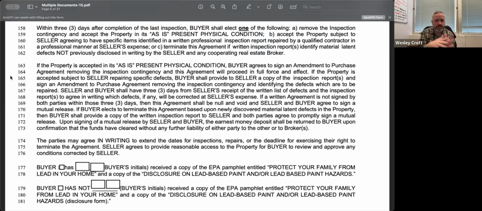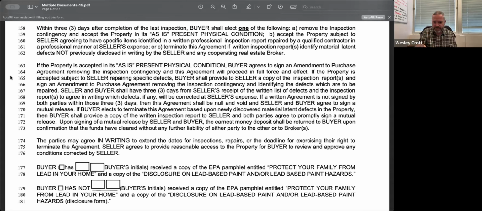We don't want to deal with those issues. We want to be done with the transaction. That's completely normal. So, one of those three options. The rest of that, lines 163 to 176, just gives an outline on how those things need to work.